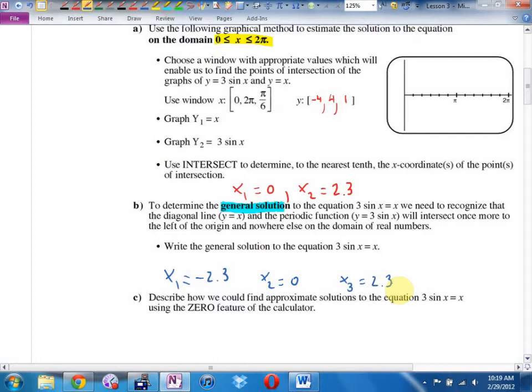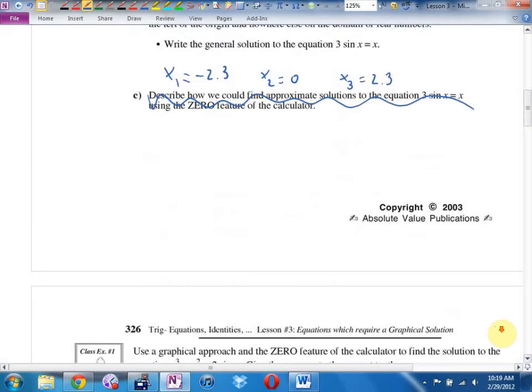Here, C says, describe how we could find approximate solutions using the 0 feature. I hate the 0 feature. It's very poorly designed, so I'm going to skip that. Thank you for turning the page without making me tell you to turn the page.